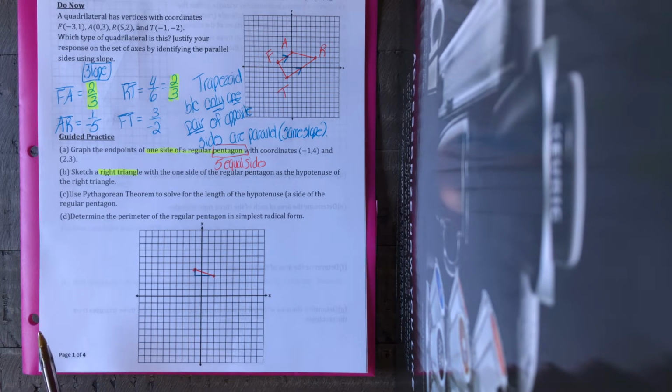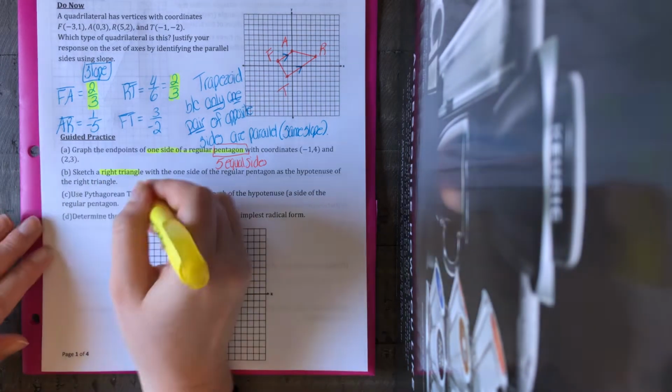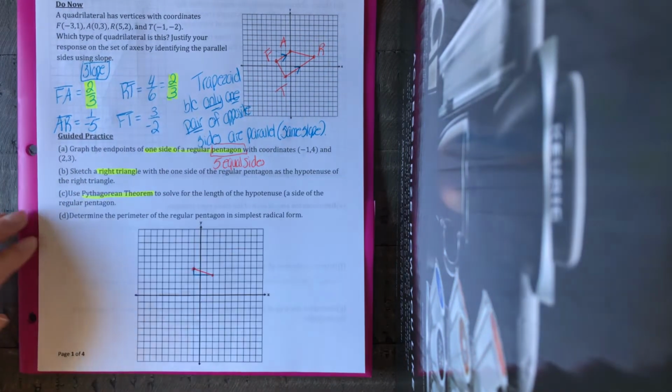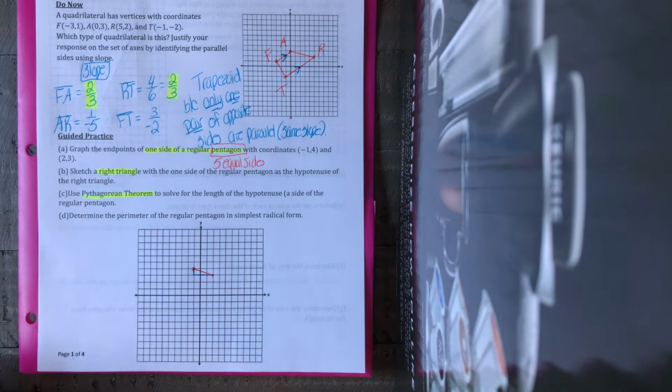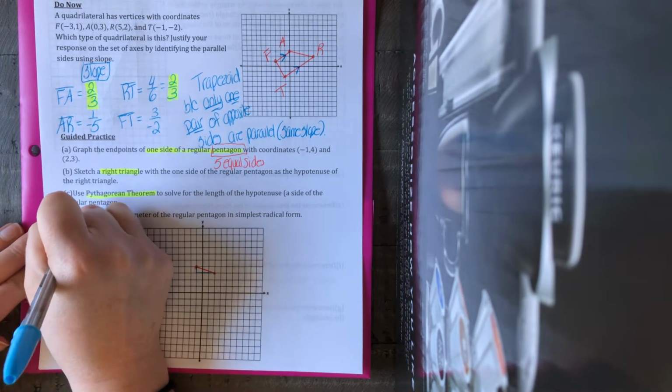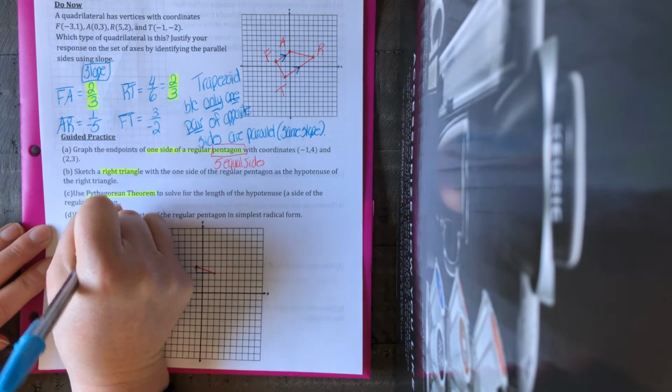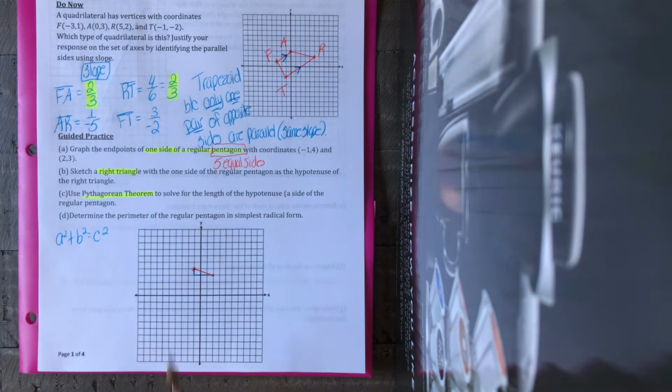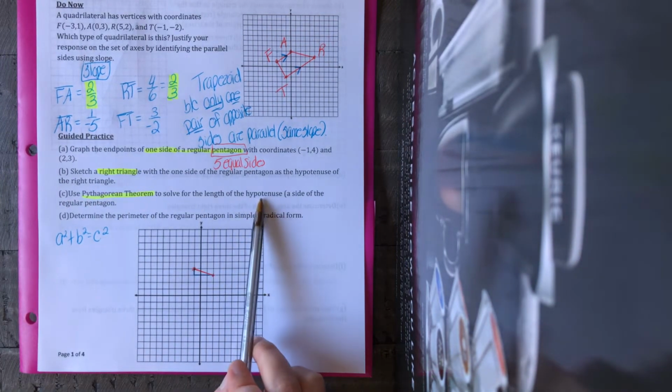And then part C says using the Pythagorean theorem. So again, I know that the Pythagorean theorem is that a squared plus b squared equals c squared. So I want to use the Pythagorean theorem to solve for the length of the hypotenuse.